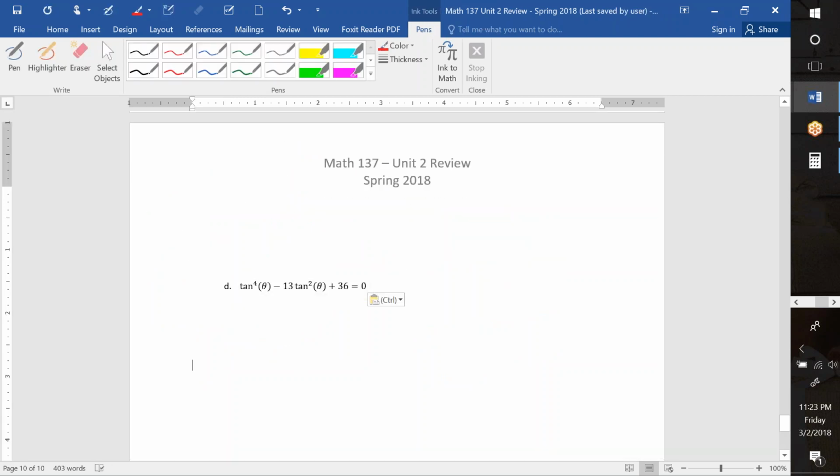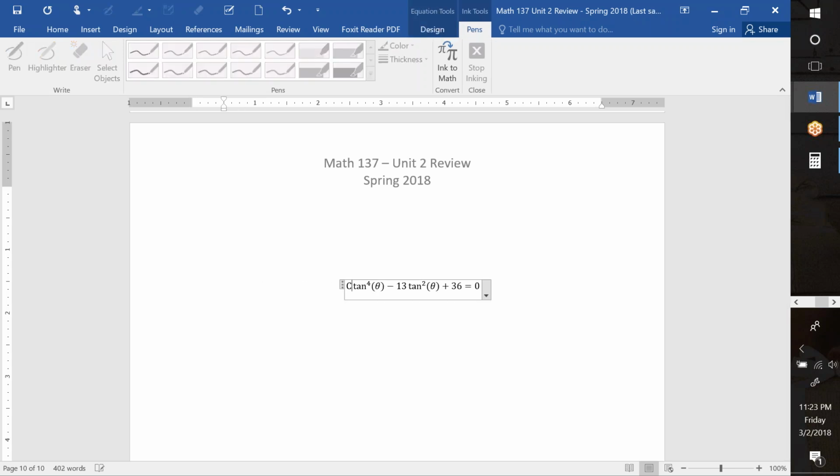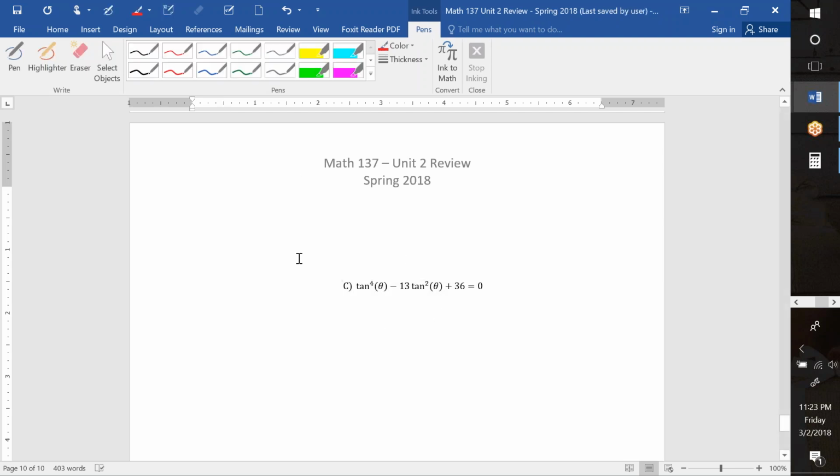So tangent, and that should be C, but whatever. Tangent to the fourth theta minus 13 tan squared plus 36 equals 0. So we can try to factor this. This would be tan squared and tan squared, since it's tan to the fourth. It may not factor. If it doesn't factor, we'd have to use the quadratic formula.